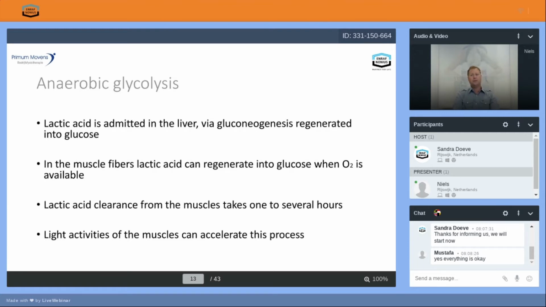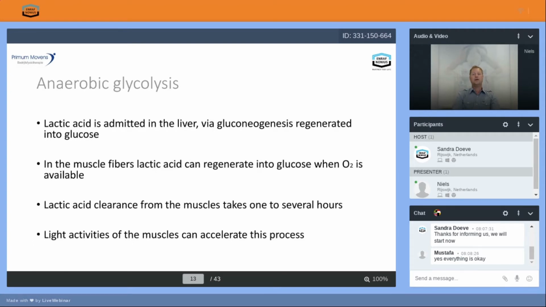It is quite important to realize that you can get rid of that lactic acid in the muscles by doing some light exercises. Normally it will take 1 to several hours to get rid of the lactic acid, and this is why it is important to tell. This actually is a proof that after each activity you should do a proper cooling down.